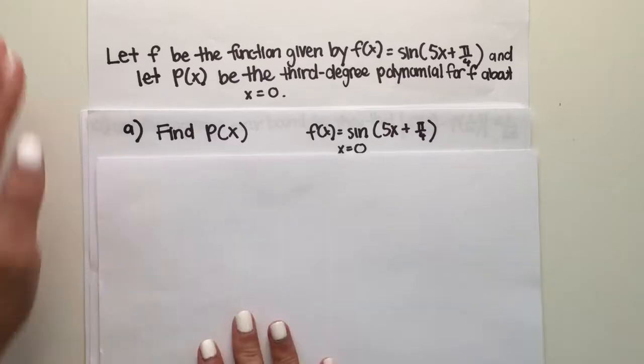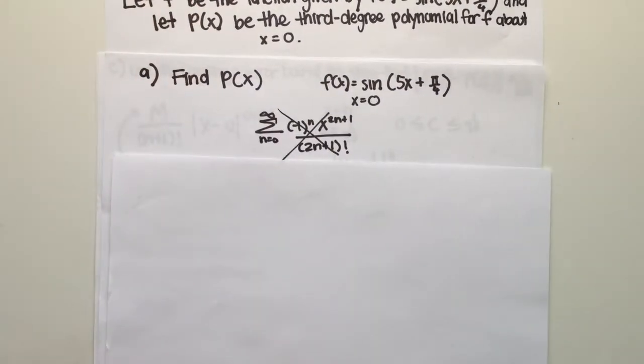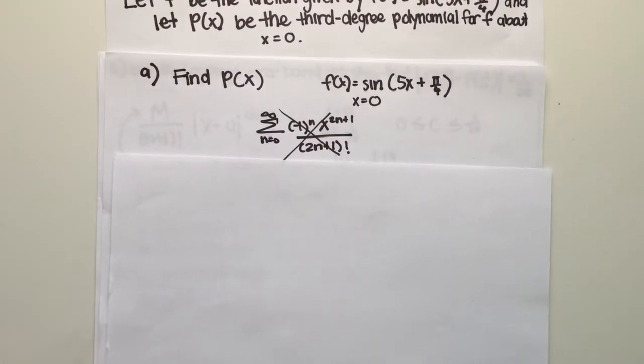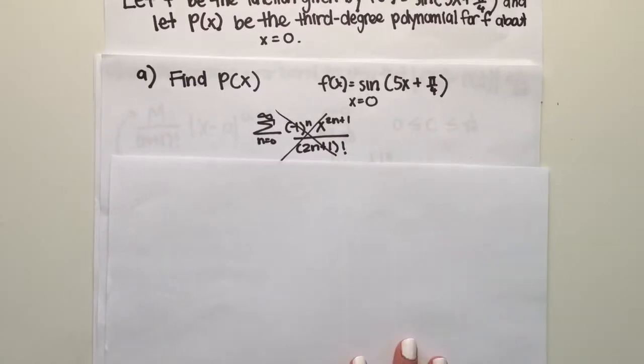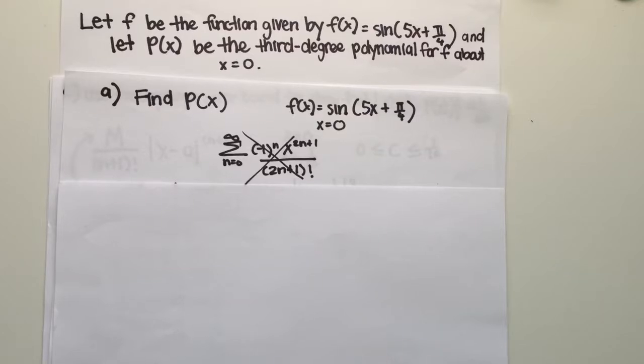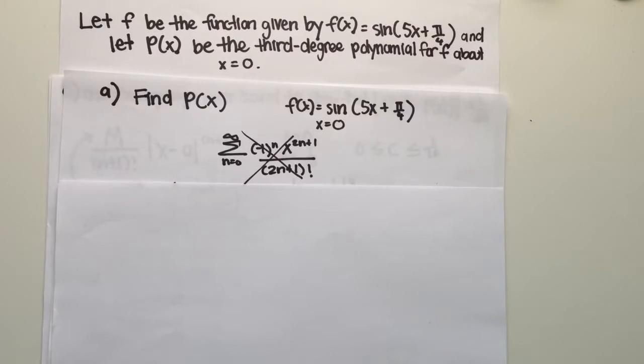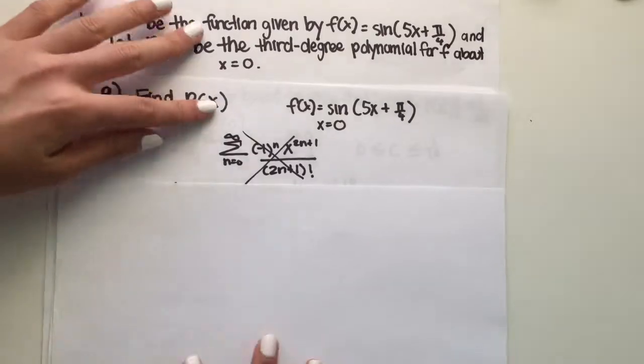x equals 0. So first, we have to remember that we're not going to be using the summation notation or the series representation for sine of x because of this pi over 4, which is going to complicate things and make things a lot harder for us to solve. Instead, we need to find f to the nth derivative of x when x equals 0, for n up to 3, and we can do that by using a table.